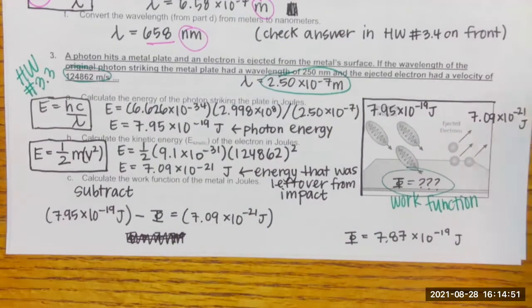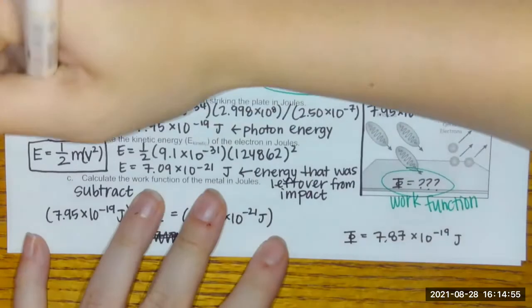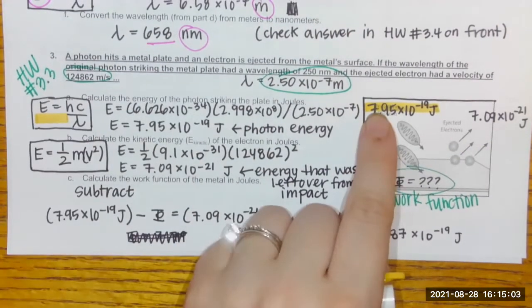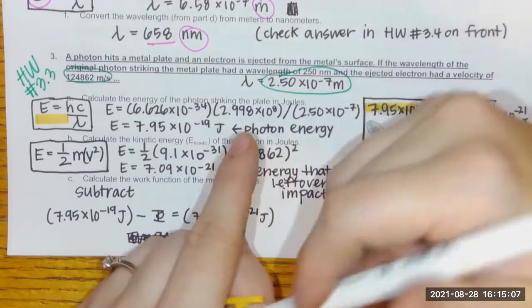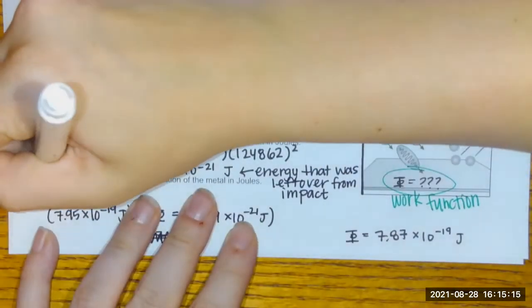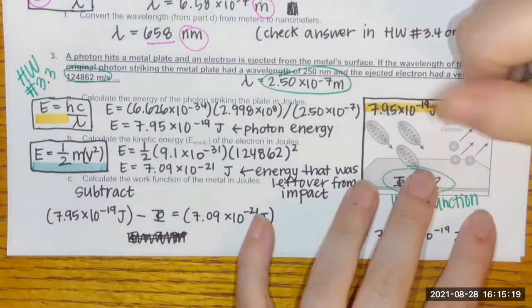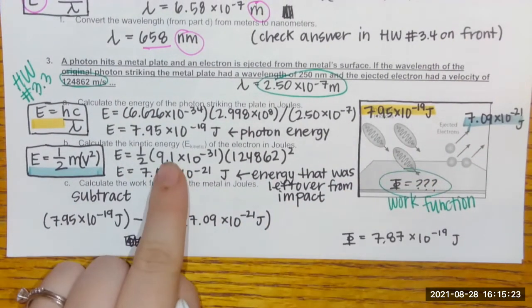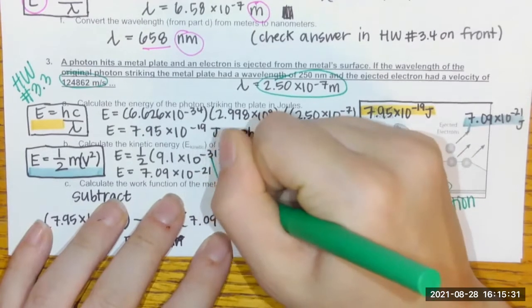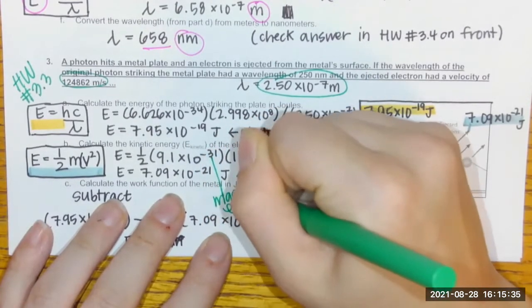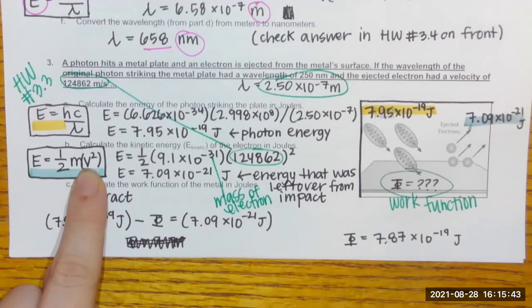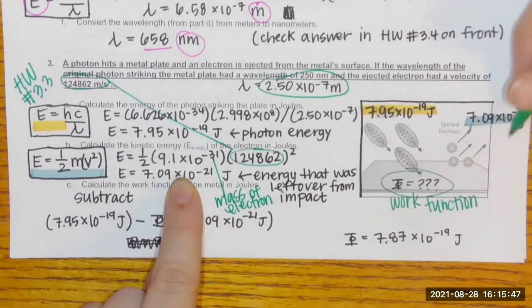To get the first number, what I did was I used this equation to calculate the energy of the light coming in. This is the photon energy. I then use this other equation, you get it from homework 3.3. I used this equation to calculate this number over here. 9.1 times 10 to the negative 31 is always the mass of an electron in kilograms. And I got this number from the problem. Mass times velocity squared. So this was the energy left over after the impact.